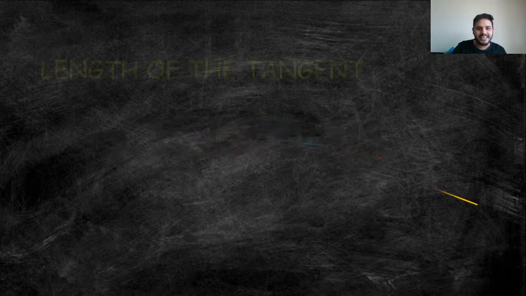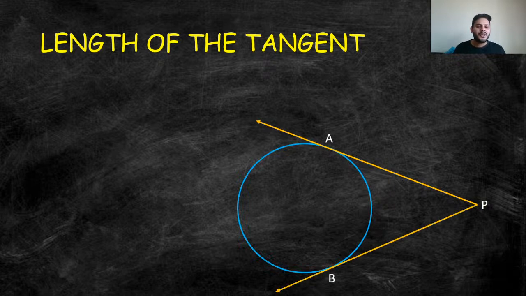Let's come across the next theorem, that is the length of the tangent, which we were just talking about. The third key point to remember is that from a given exterior point, that means any point lying outside the circle, not in the circle, not on the circle, any point lying outside the circle is an exterior point. Now whenever I have an exterior point, the number of tangents that can be drawn from that exterior point is only 2.